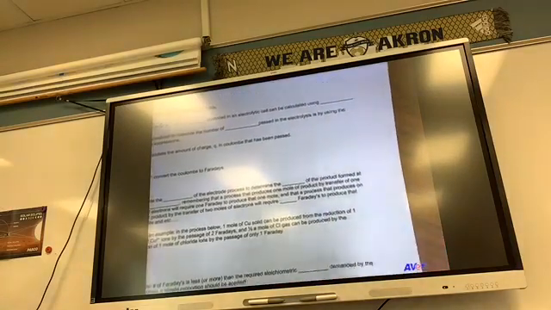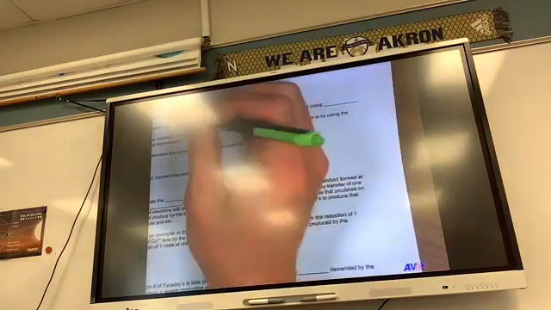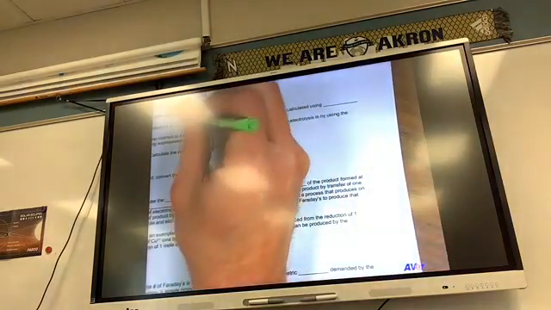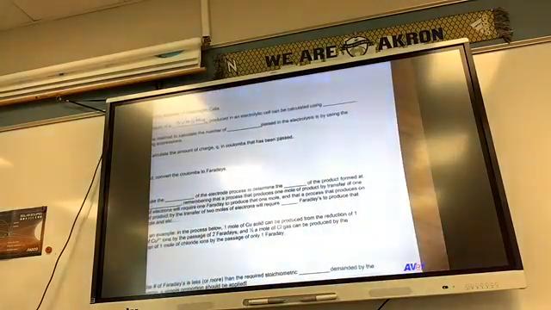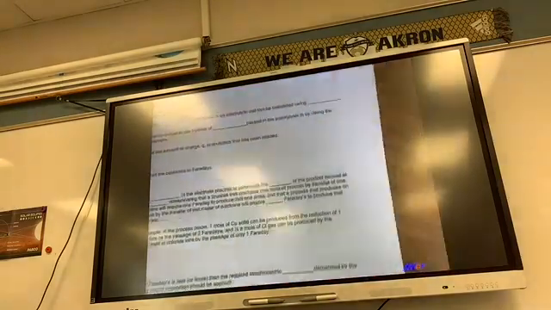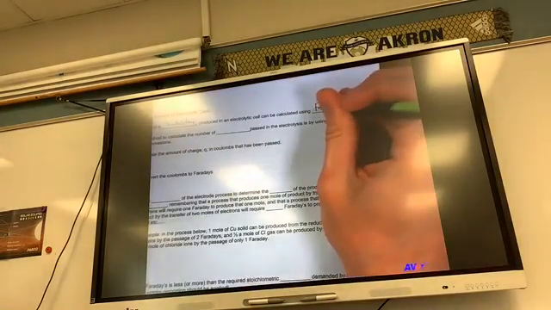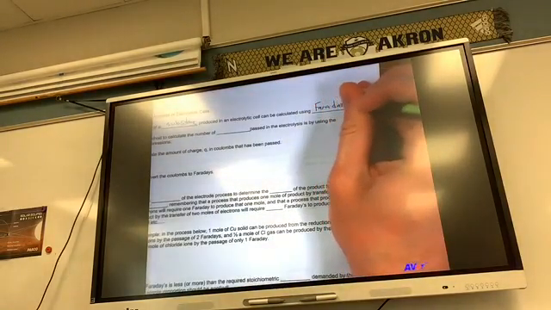Quantitative aspects of electrolytic cells. The amount of a substance produced in an electrolytic cell can be calculated using Faraday's law, F-A-R-A-D-A-Y. Here we go. We have like 8 blanks left.